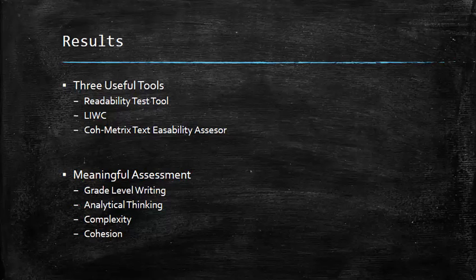This preliminary phase of my research proved that 3 tools, the Readability Test Tool, LIWC, and Metrix, provided variables for meaningful quantitative assessment. Using these tools, I was able to assess grade level of writing, analytical thinking, complexity, and cohesion in 10 to 15 page research papers, and set standards for student proficiency and competency necessary for unit effectiveness reporting.